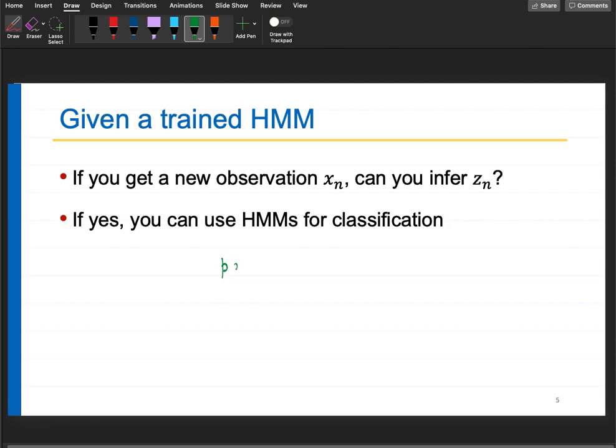Very good. Probability of Xn given Zn. This is the likelihood, and you want to maximize this. So your Zn star is equal to the argmax. This is the maximum likelihood thing. Yes, this is called maximum likelihood estimation.